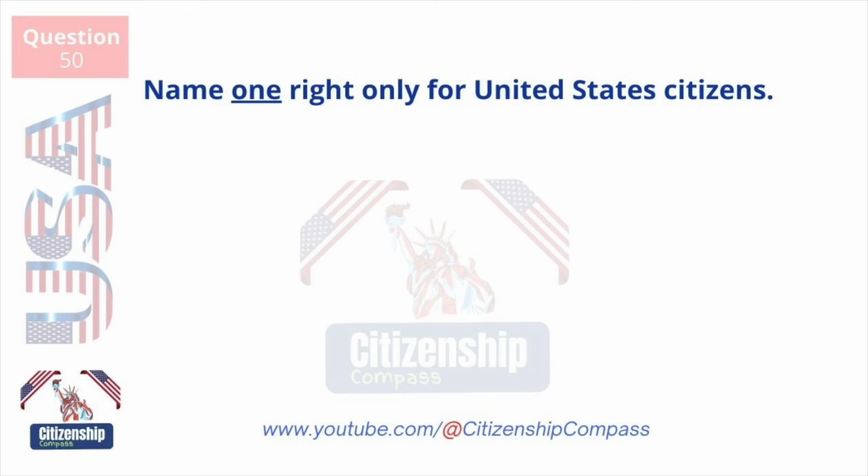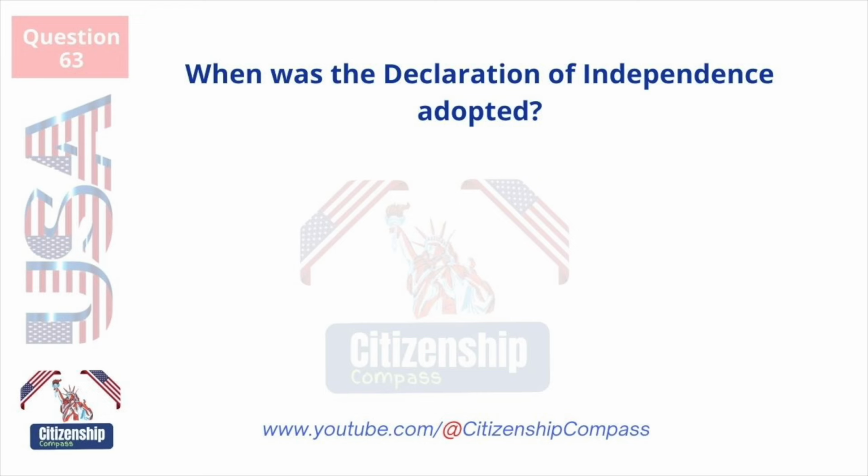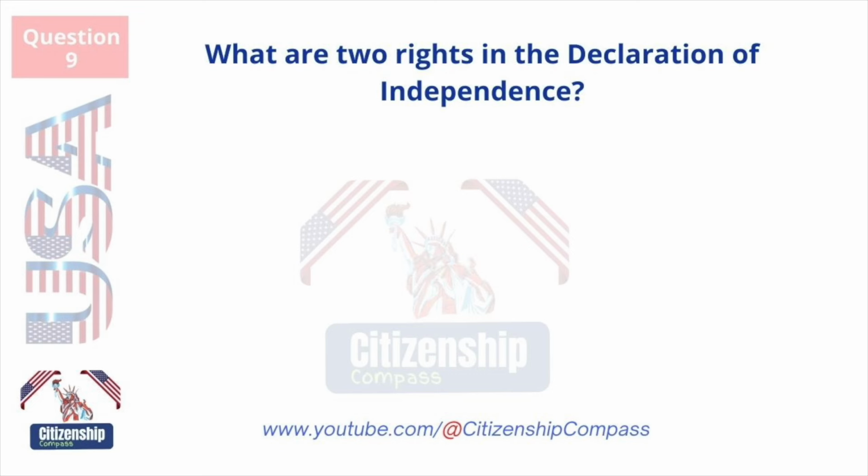Name one right, only for United States citizens. Vote in a federal election. When was the Declaration of Independence adopted? 4th, 1776. What are two rights in the Declaration of Independence? Life, liberty.